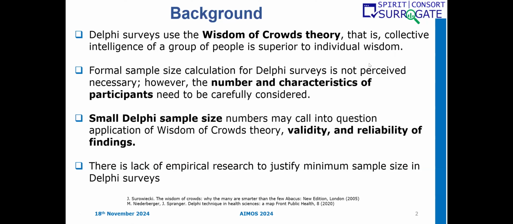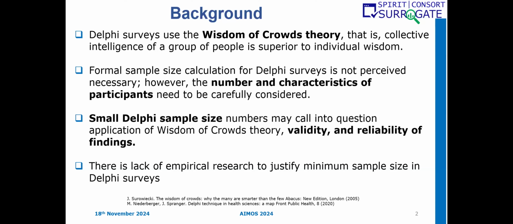So Delphi surveys use the wisdom of crowds, which is that the collective intelligence of a group of people is superior to individual wisdom. Formal sample size calculation is not perceived to be necessary, but the number and characteristics of participants need to be carefully considered. And small Delphi sample sizes call into question the validity and reliability of findings.